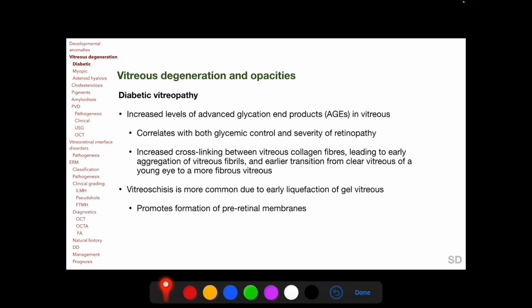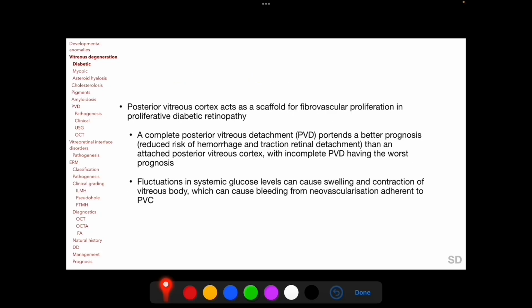and posterior vitreous detachment. Diabetic vitreopathy occurs due to increased levels of advanced glycation end products in the vitreous cavity, which leads to increased cross-linking between vitreous collagen fibers, resulting in earlier transition from clear vitreous of a young eye to a more fibrous vitreous. Vitreoschisis, which we will be discussing later in this session, is also more common due to early liquefaction of gel vitreous in diabetic eyes. As we have discussed in the session on proliferative diabetic retinopathy, posterior vitreous cortex can act as a scaffold for fibrovascular proliferation in eyes with proliferative diabetic retinopathy.